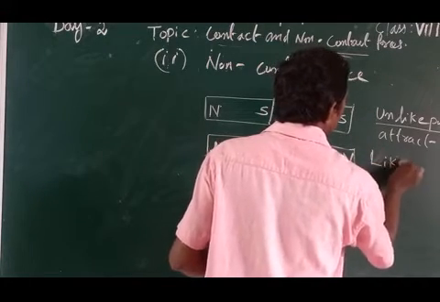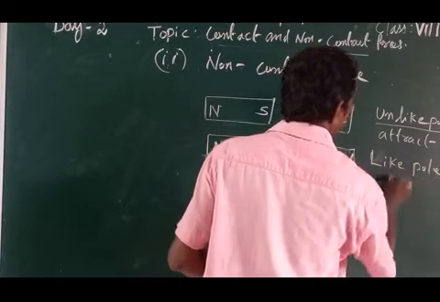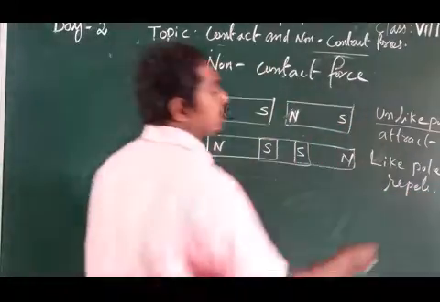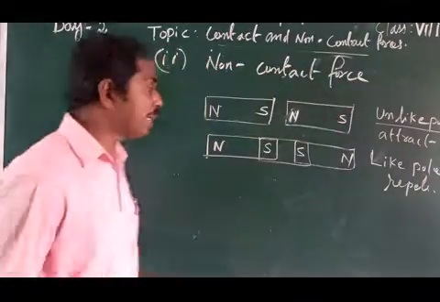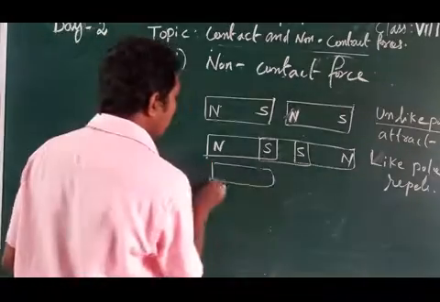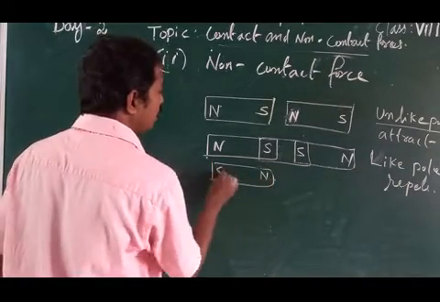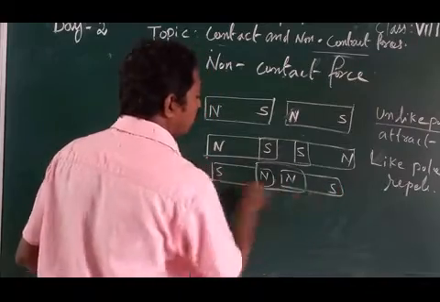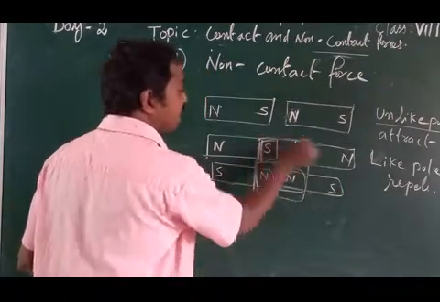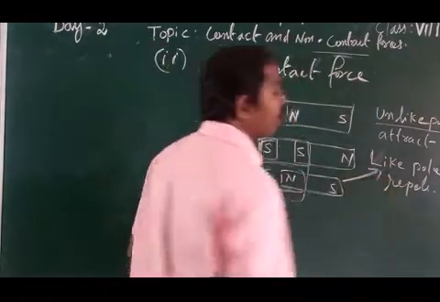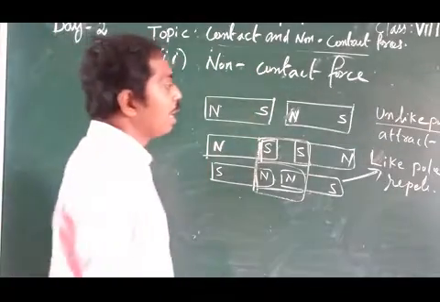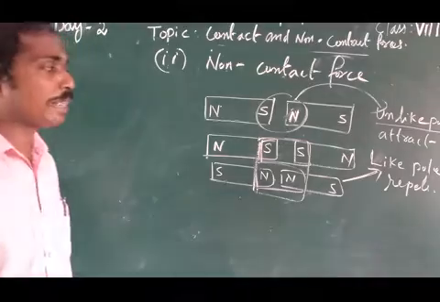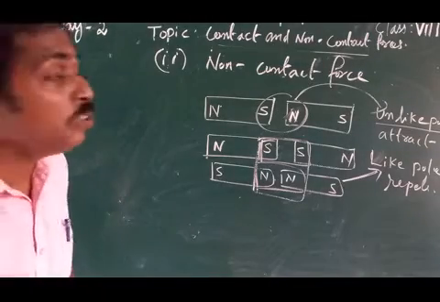Like poles, what do they do? They repel. Like poles repel, unlike poles attract. Similarly here, north or south, these two cases, like poles repel, unlike poles attract. So there is an attraction or repulsion.